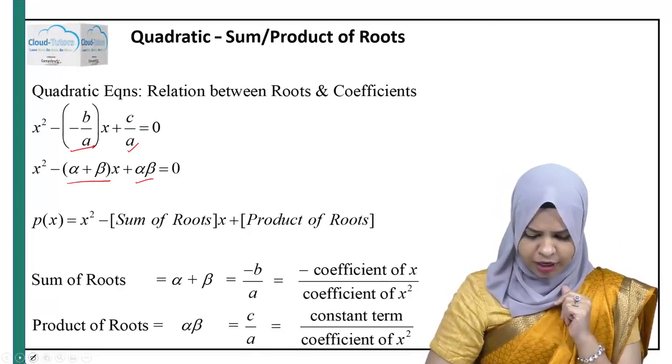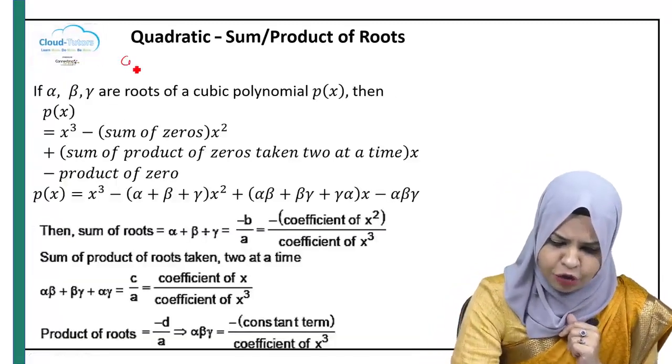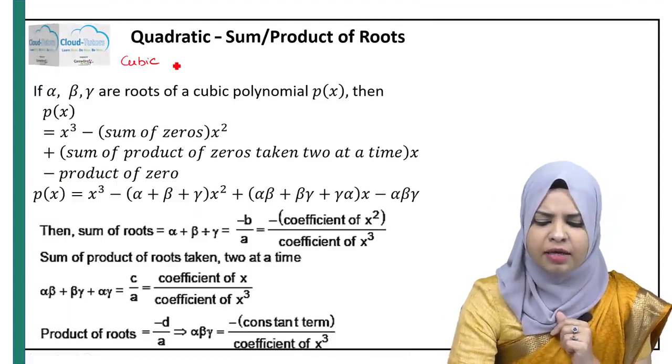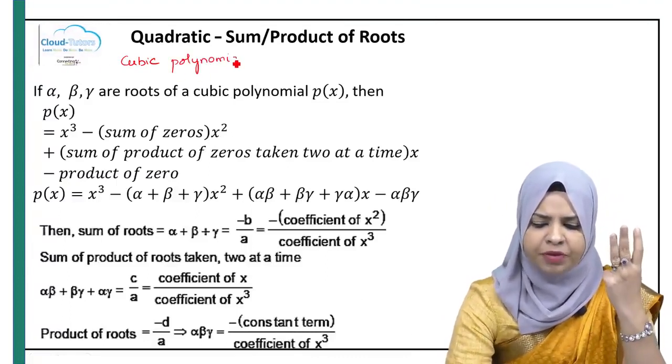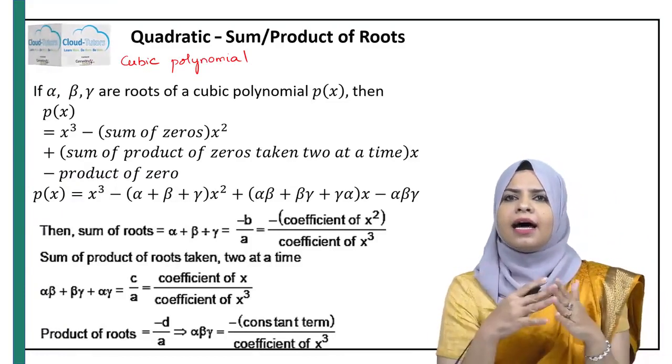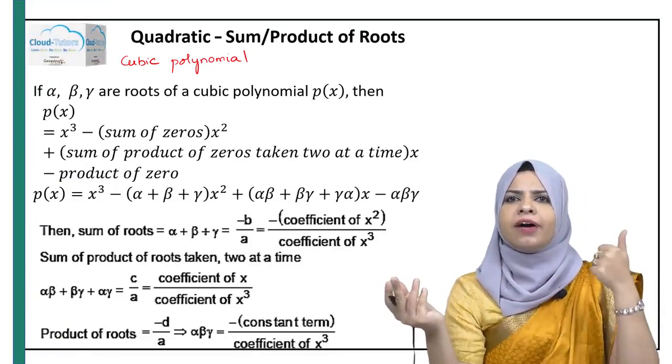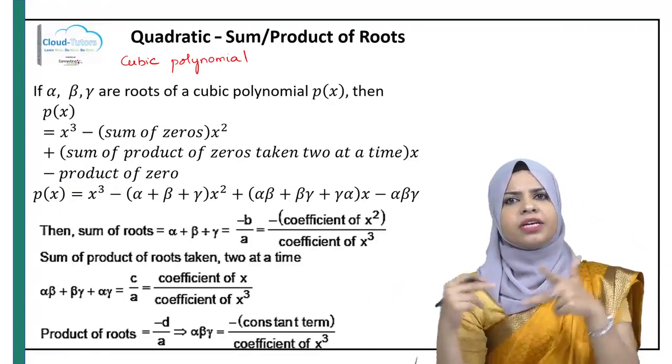So what happens for a cubic polynomial? This is a cubic polynomial. So how many roots can a cubic polynomial have? It can have 3 roots, right? Here again let us assume them as alpha, beta and gamma. The third root here is gamma.